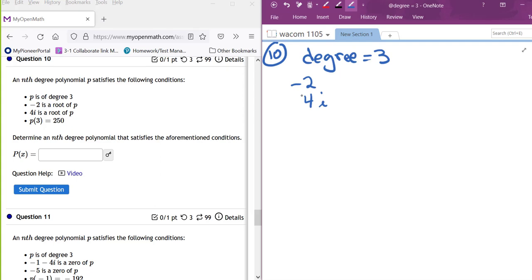So the conjugate, if you're in binomial form, it's a plus bi, and then it would be a minus bi. So your a here is 0. So the other one that will be a root from that theorem is minus 4i. So you had to know that part. Complex roots come in conjugate pairs.